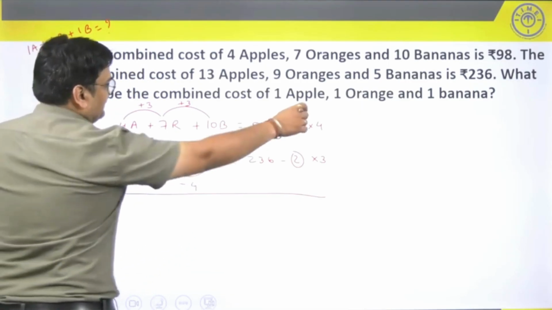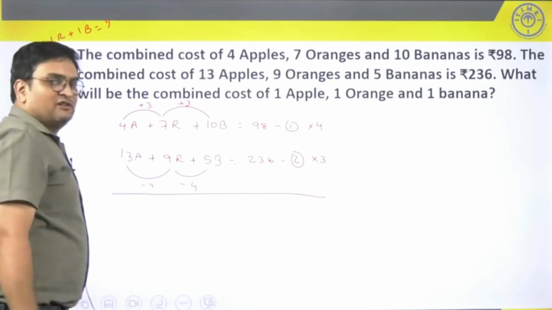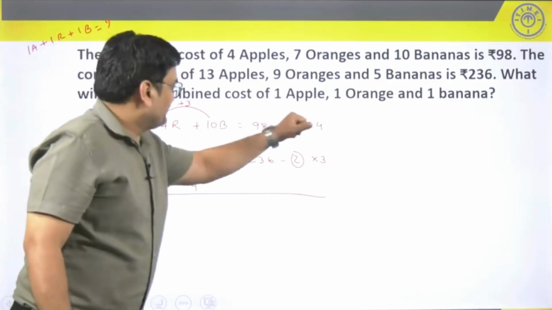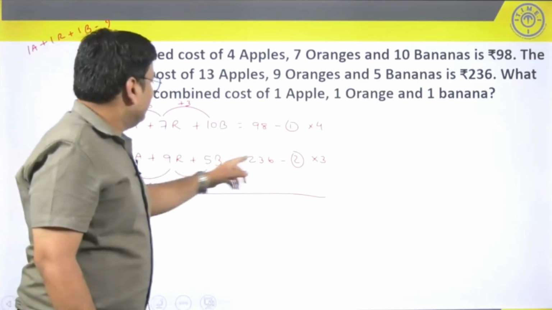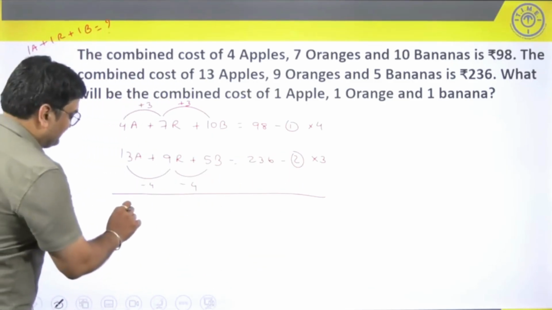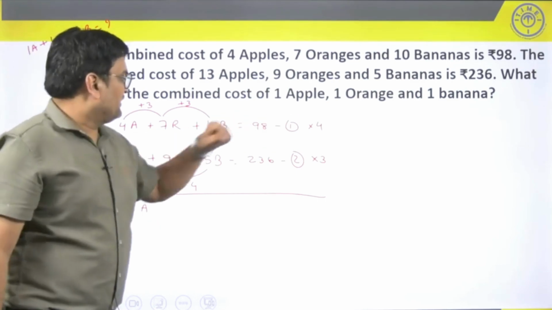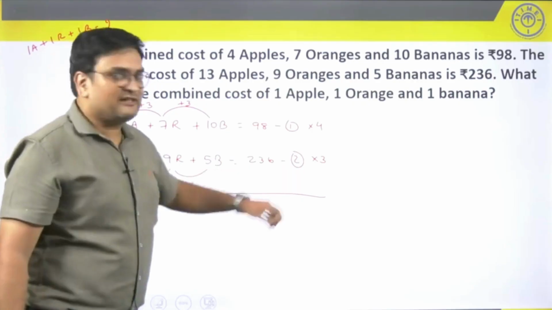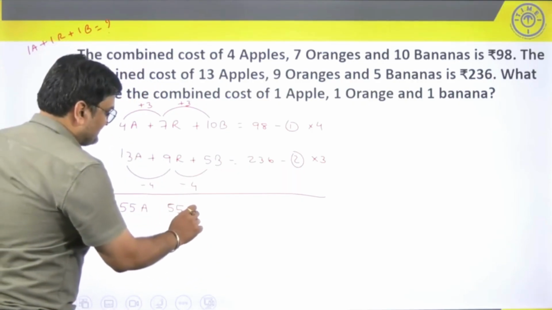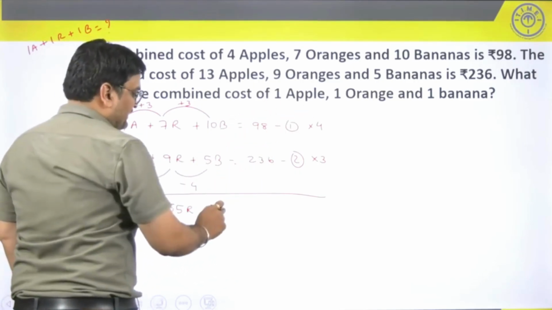So what do we get? 4 into 4 is 16A, 13 into 3 is 39. So how much is it? 39 and 16, 55. 7 into 4, 28, 9 into 3, 27, 28 and 27 will be 55 again. 10 into 4, 40, 5 into 3, 15, again 55.